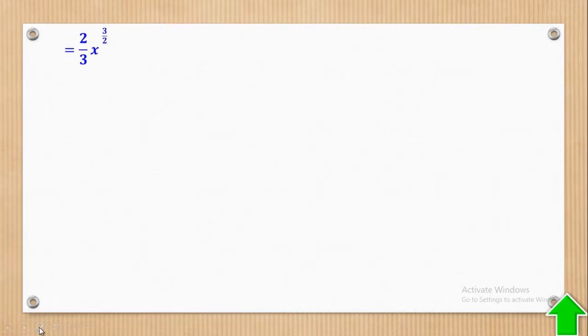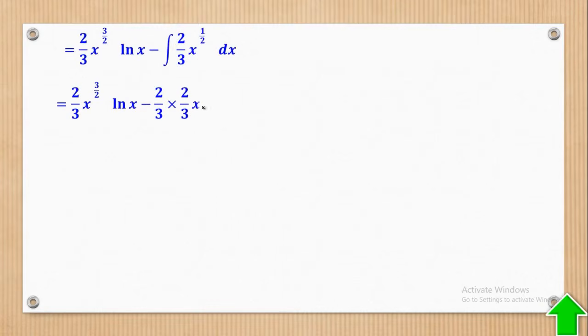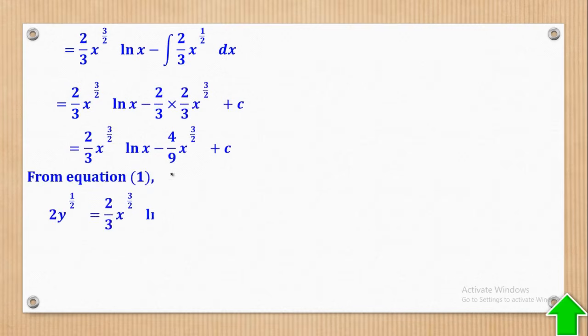So when you simplify that part which is to be integrated, we shall come up with 2/3 x to the power half. And when I integrate, I'll come up with that. Therefore, I'll go back to my equation 1 and be able to substitute. When I substitute, I'll come up with this.